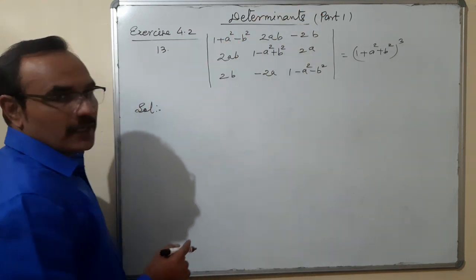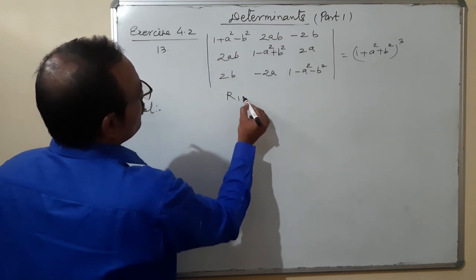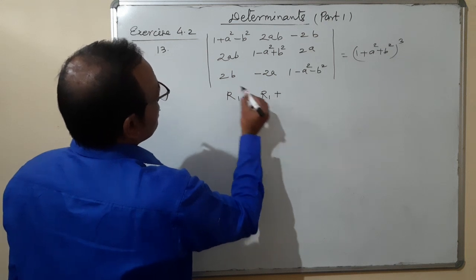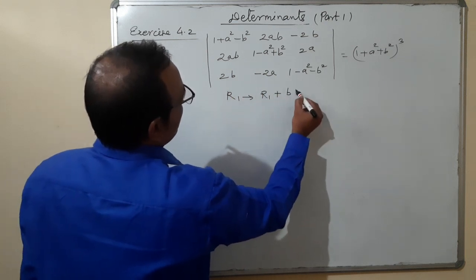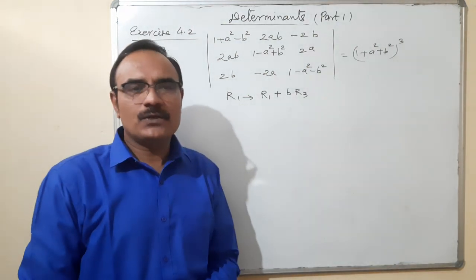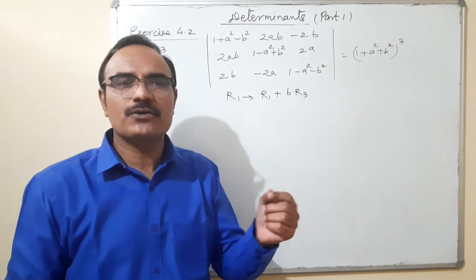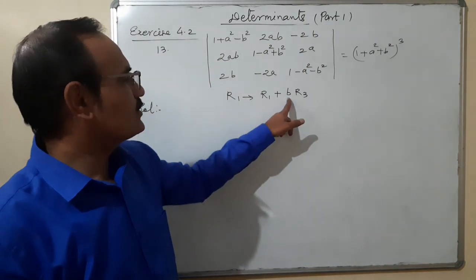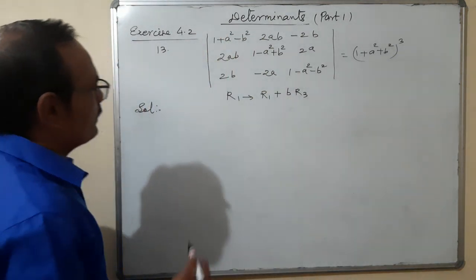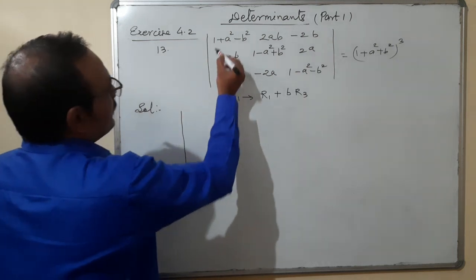Okay. So what should I do in that? R1 is replaced by R1 plus b multiplied by R3. You know that this is the property: any two rows or columns can be added or subtracted with the multiplication of any non-zero scalar quantity. So as a non-zero scalar quantity is b, we can multiply it by R3 here. Okay. So new term I am writing here.